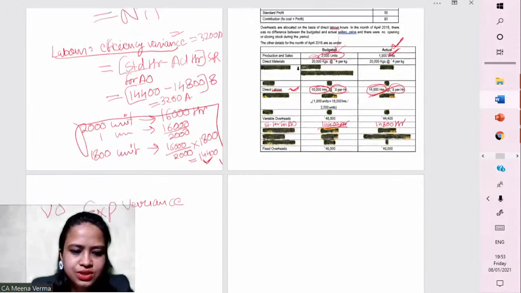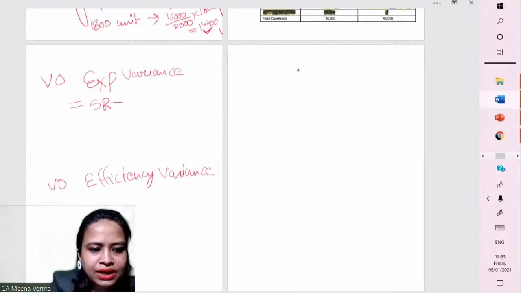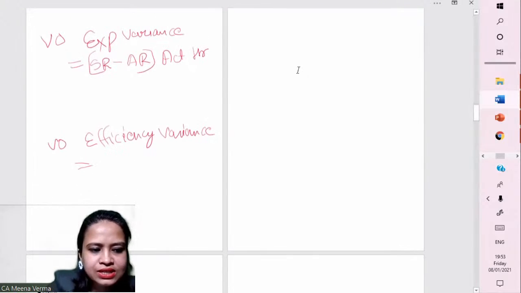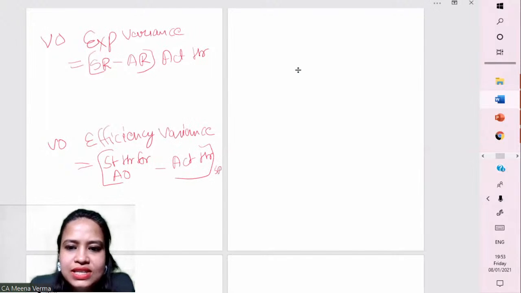Give me the answers. Okay, the formula for expenditure variance is standard rate minus actual rate into actual hours. Efficiency variance is standard hours for actual output minus actual hours into standard rate. Okay, do this.